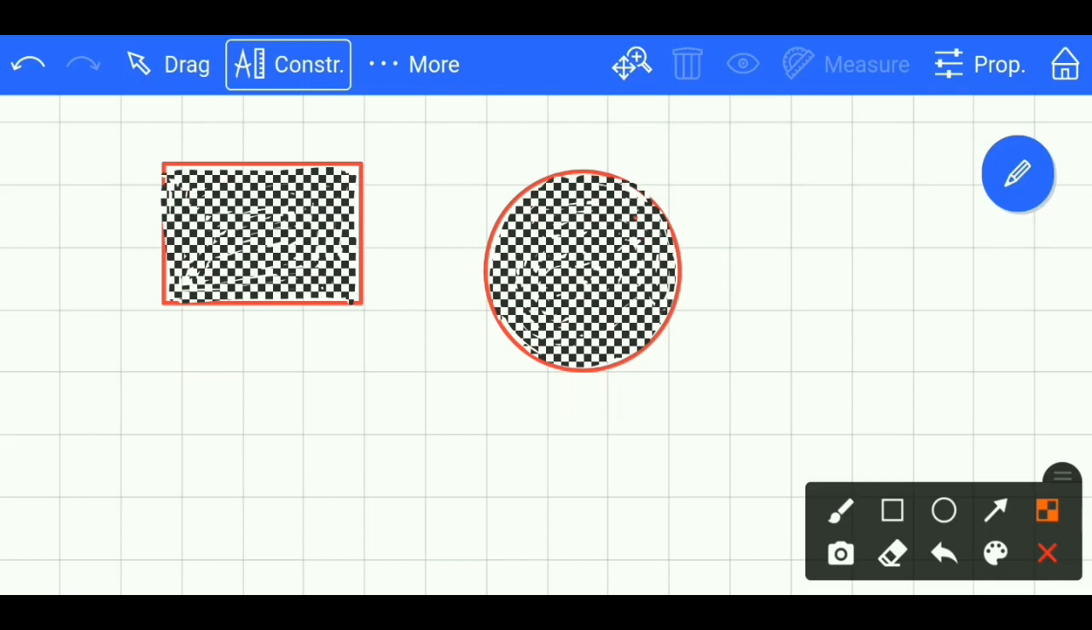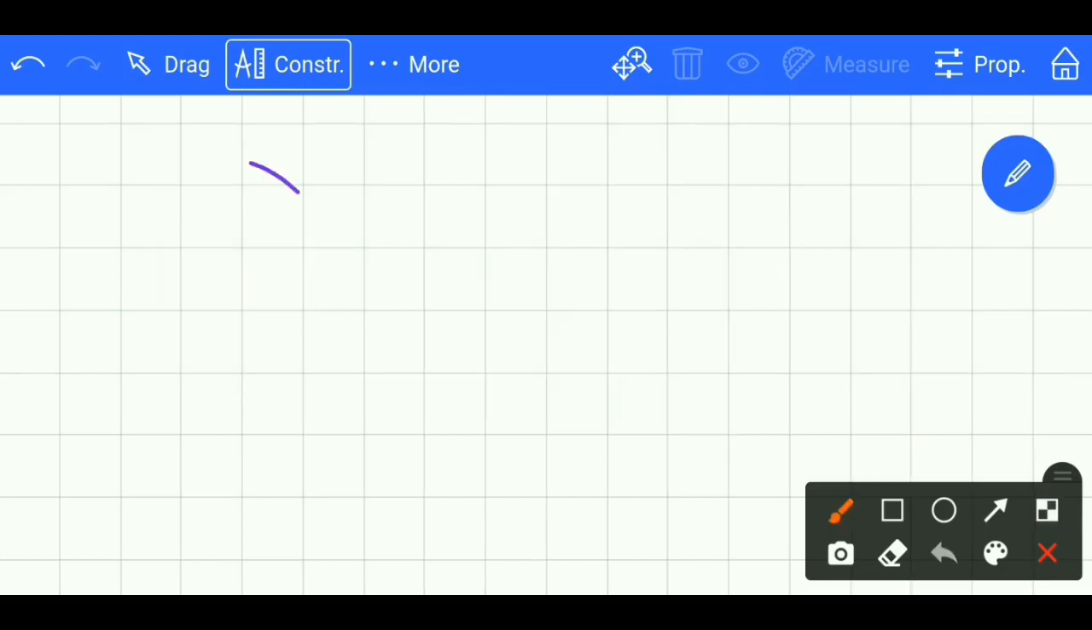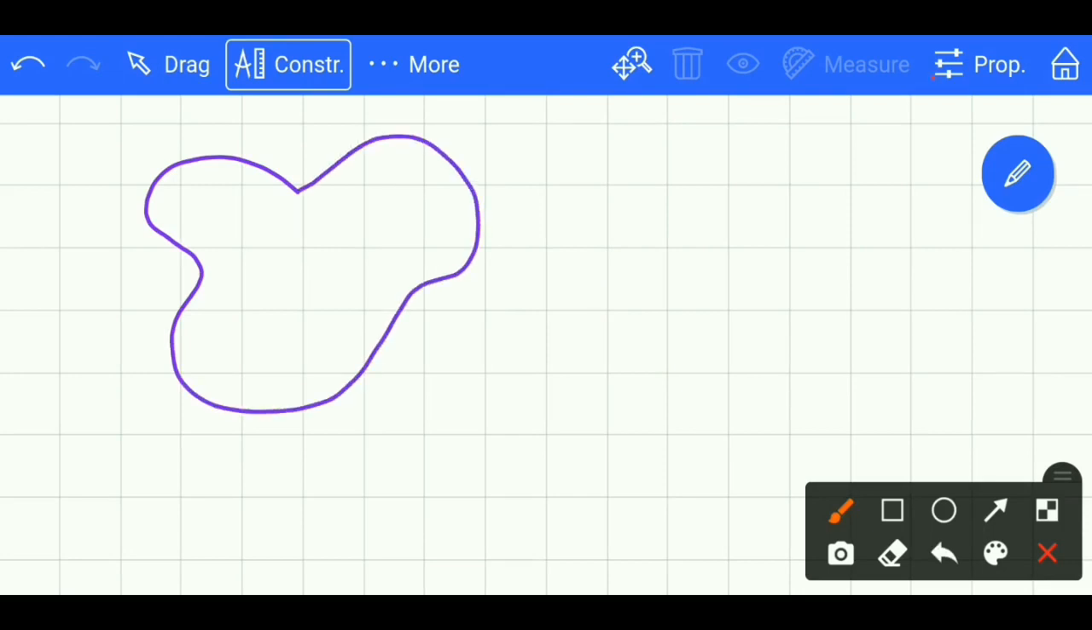Therefore, area is the measurement of surface enclosed by a figure. If you want to find out the area of irregular shapes, count the fully filled squares, half filled squares, more than half filled squares, and less than half filled squares. Fully filled squares are 1, 2, 3, 4, 5, 6, 7, 8, 9. So the 9 squares are fully filled.